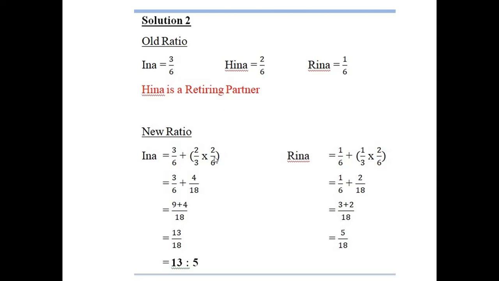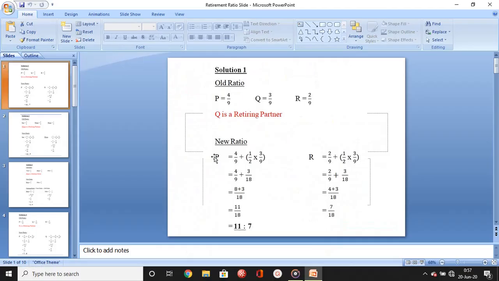Now, question number 2. Ina, Hina, and Rina have been sharing profits in the ratio of 3 is to 2 is to 1. Hina retires and her share is taken over by Ina. Sorry, what happened?